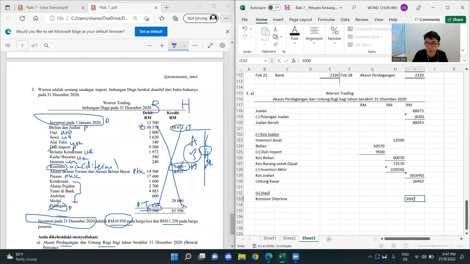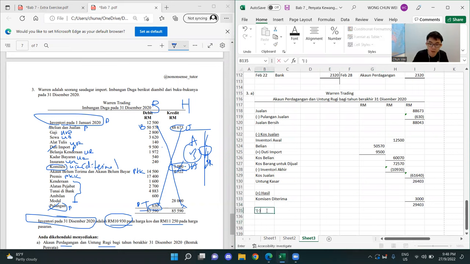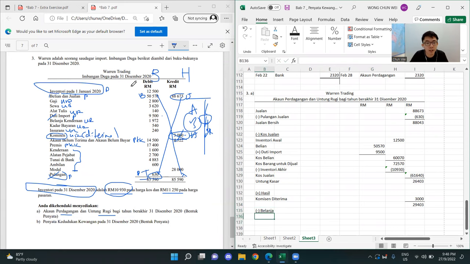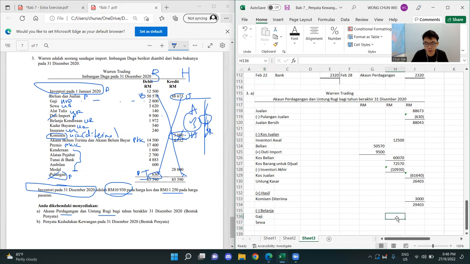Yeah, 3,000. So, you add up 3,000. You get 29,403. Okay, after that, you straight away minus your belanja. So, what is in your belanja? So, you just look at the debit side and see all the UR. So, gaji lah. Betul tak? Gaji, sewa. You know, gaji is 2,800.